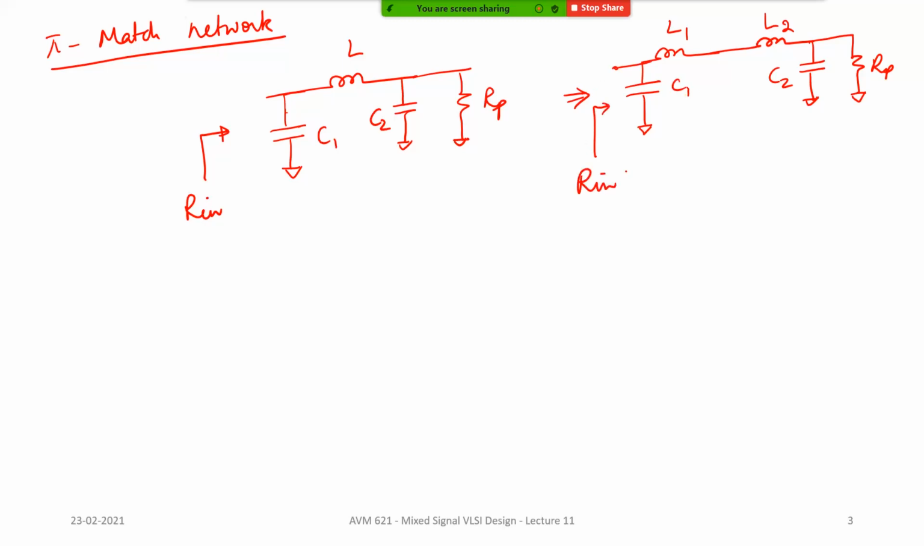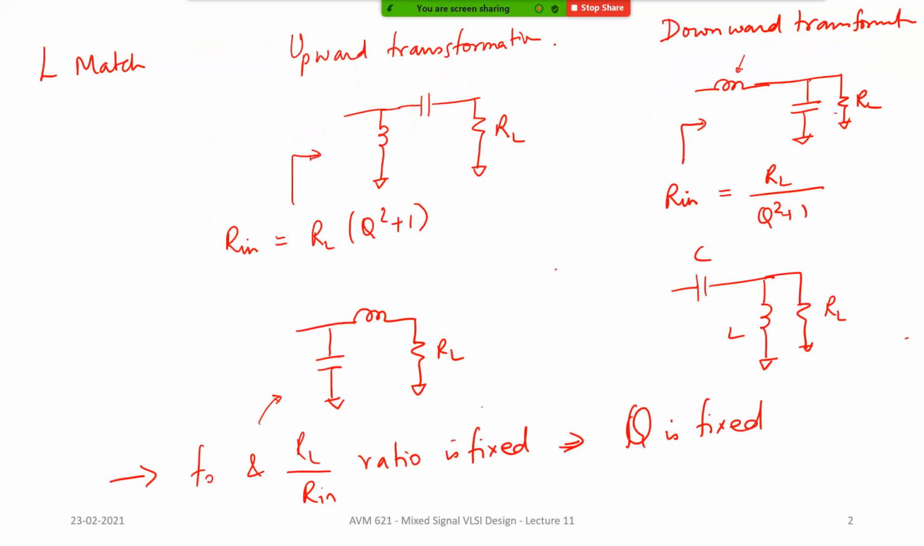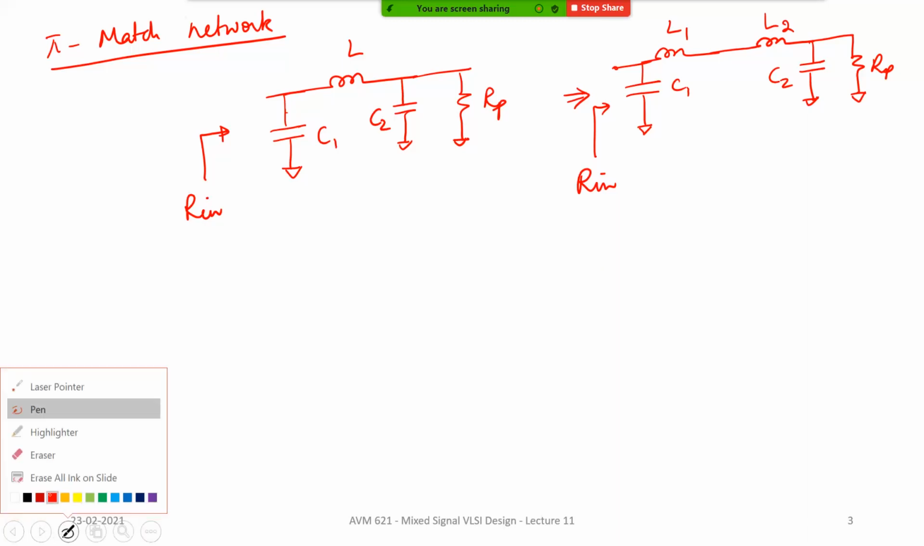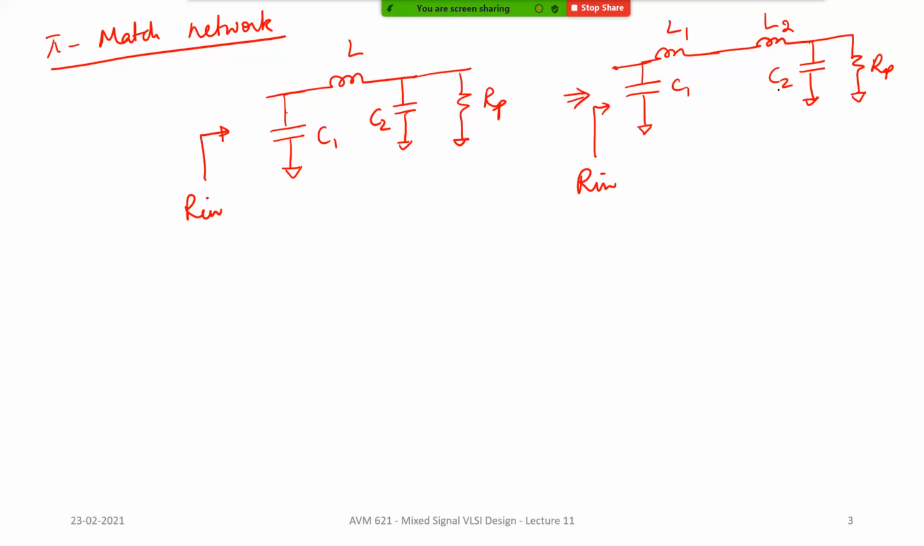Okay. Now, looking at this network, this is basically an L match network, right? And this is another L match network. Now, what will this L2 C2 do? Will RP get converted to a lower impedance or a higher impedance?